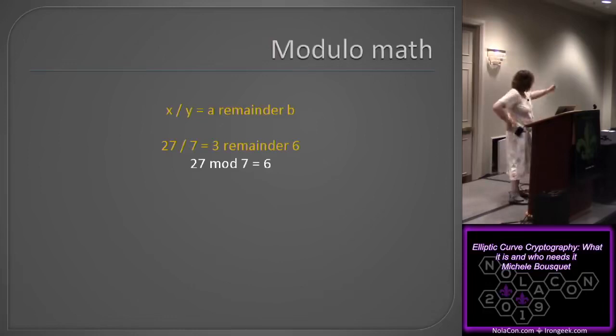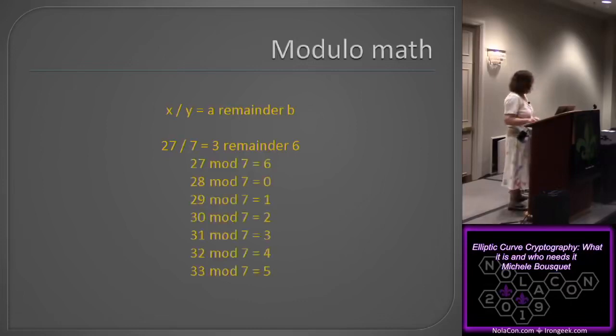If I say 27 divided by 7 is 3 remainder 6, the math way to express that is 27 mod 7 equals 6. That 3 we don't care about. We don't care about the 3. All we care about is the remainder. And you can see that if you go with sequential numbers, you will get your remainder moving sequentially. And also that if you're using mod 7, the only possible answers are 0 through 6, right? The answer can never be 7 because then it would be 0.